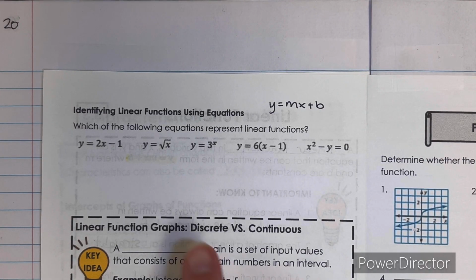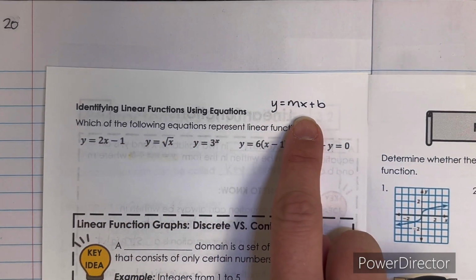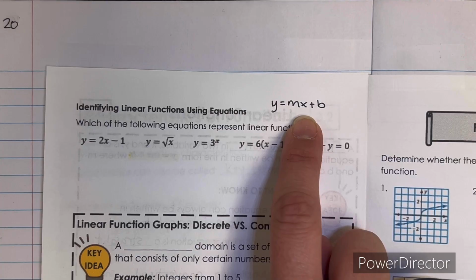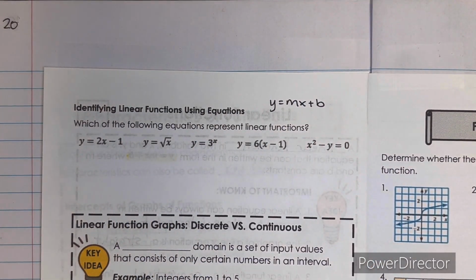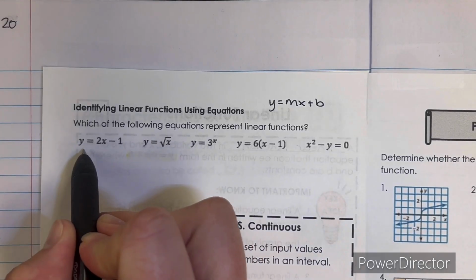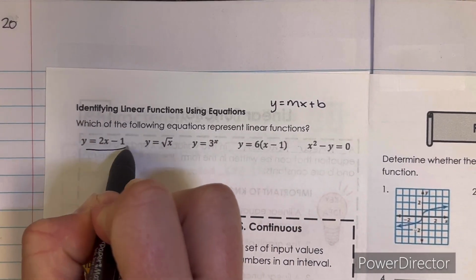So I've got 5 equations here. We're just going to simply look to see if this equation matches slope-intercept form. If it does, it's linear. So it just says which of the following equations represent linear functions. So we're just going to circle them, maybe put a check mark by them, whatever you want to do. So this first one, it looks like y equals mx plus b, so this one's good.